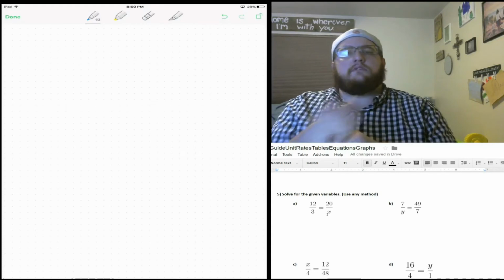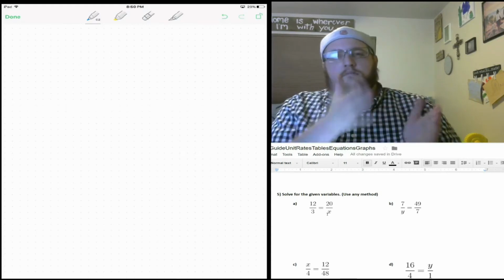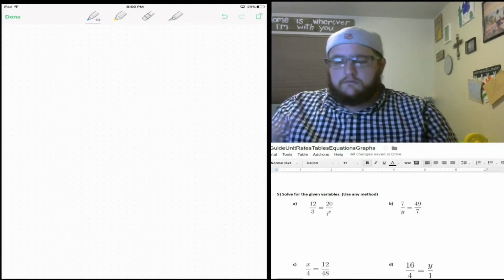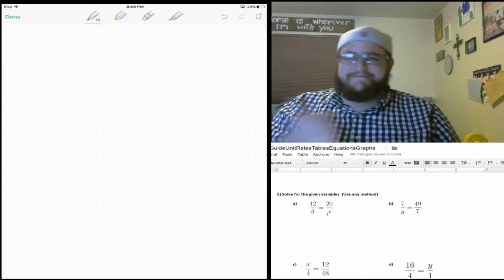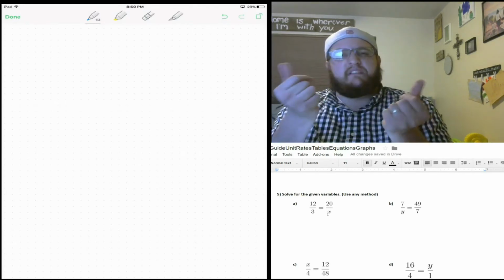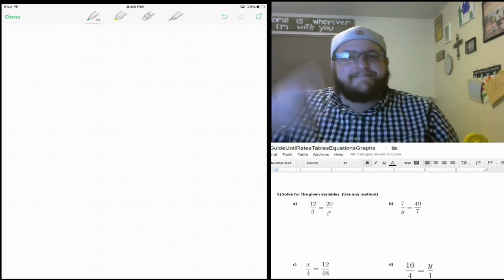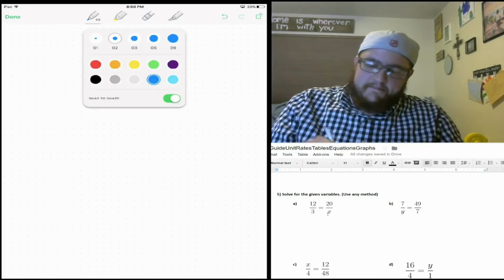Number 5, in general, says solve for the given variables. Use any method. So you recall in class I taught you 3 different methods to solve these problems. I prefer the butterfly method. It's faster and requires less work, so I'm going to depend on that to do these.